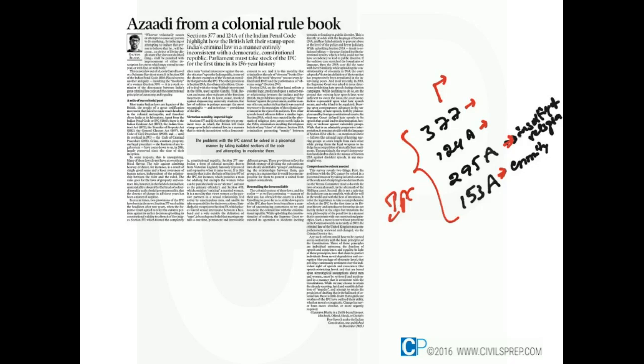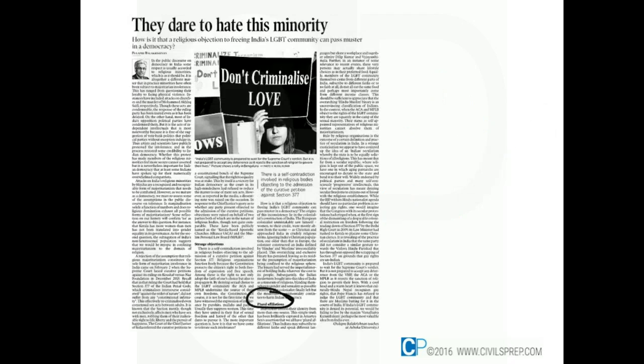And the remaining is not necessary for GS. Don't try to get into how criminal law deals with men and women, how it differentiates between them. This is all not necessary for our GS. Only the Indian Penal Code, and how to align that with the Constitution, is more important for us.